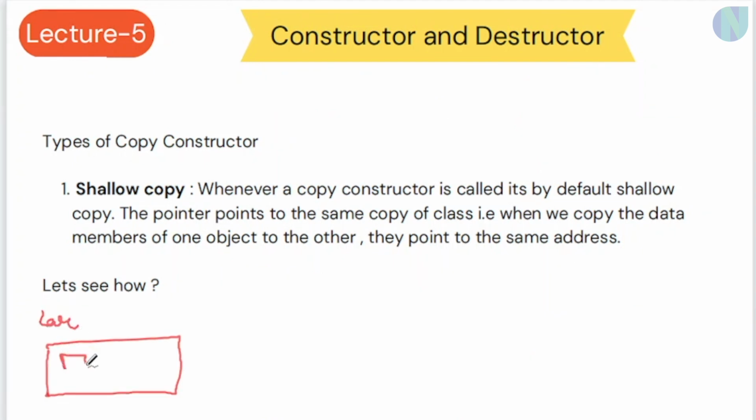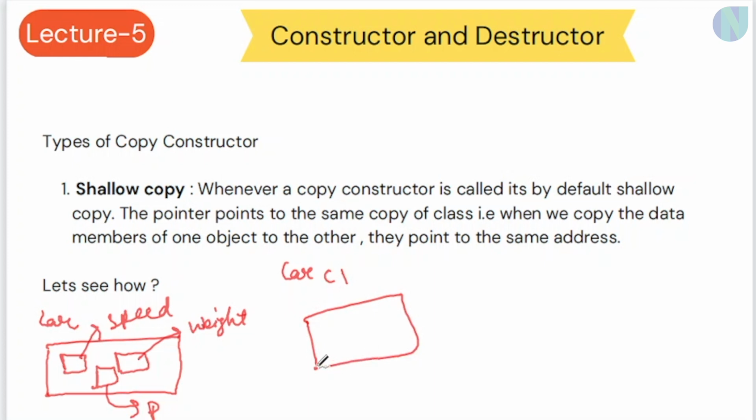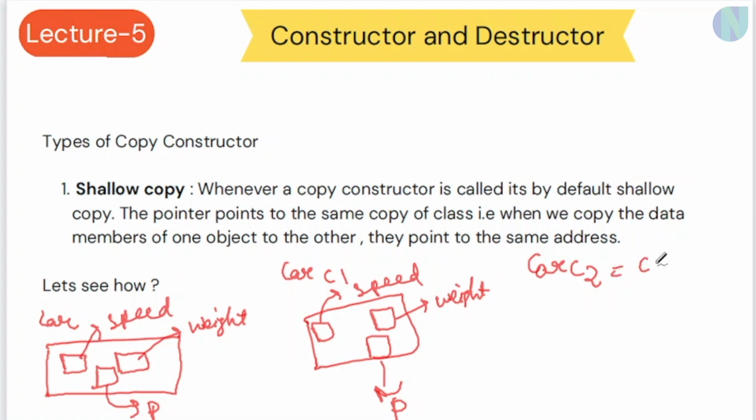So car is basically having speed, weight and a pointer variable P. Now what happens is, if I create an object of this particular car class, car C1, it is having speed, weight and a pointer variable P. Now what if I make another object of car class, car C2, and I copy all the things present in C1? So basically this pointer would be pointing to some memory address XYZ.